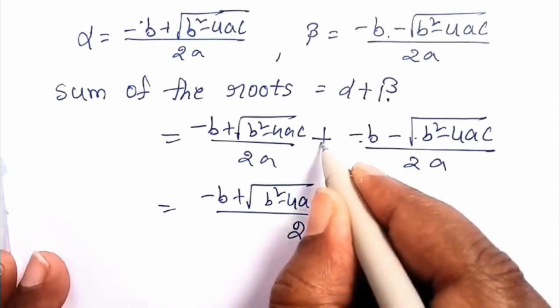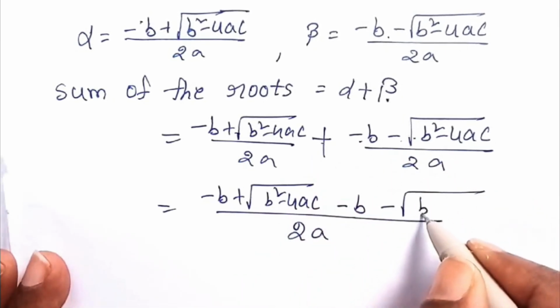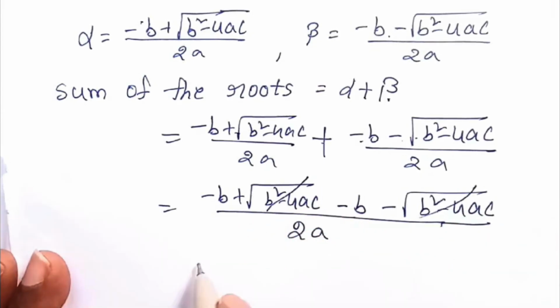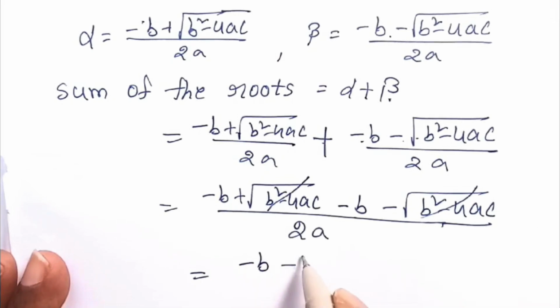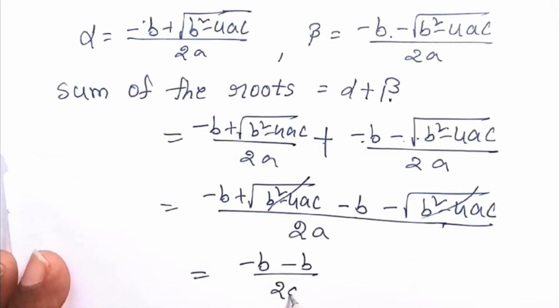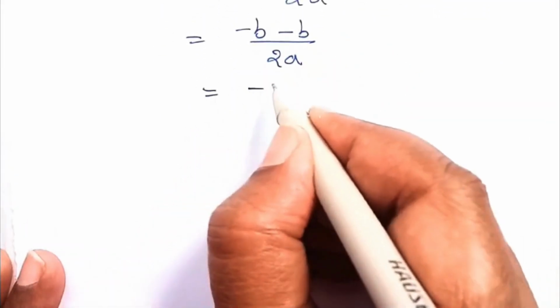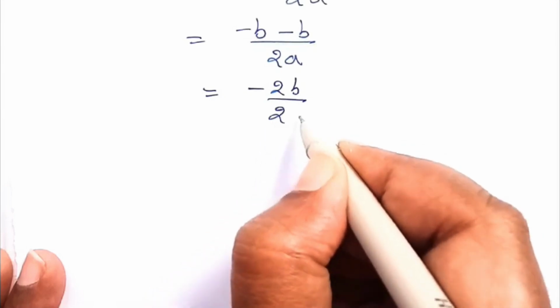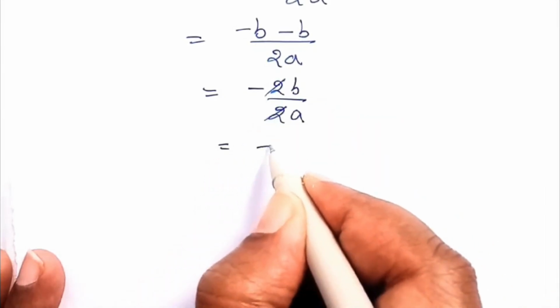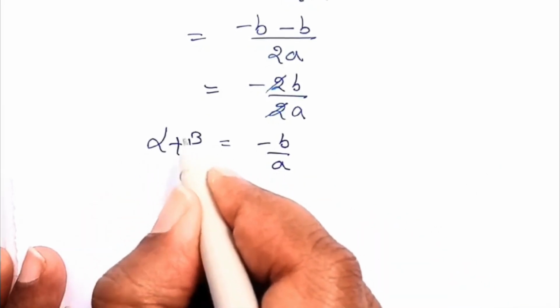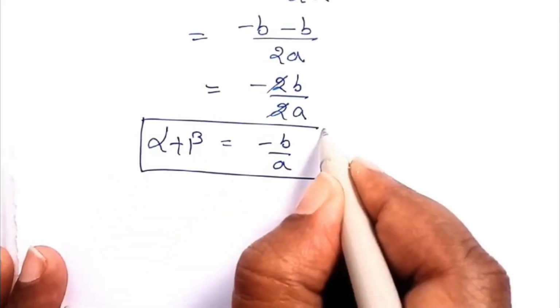Now add the numerators: minus b plus square root of b square minus 4ac, plus minus b minus square root of b square minus 4ac. The plus and minus square roots get cancelled. What is left? Minus 2b by 2a. The 2 gets cancelled, giving minus b by a. This is the sum of the roots. Alpha plus beta is equal to minus b by a.